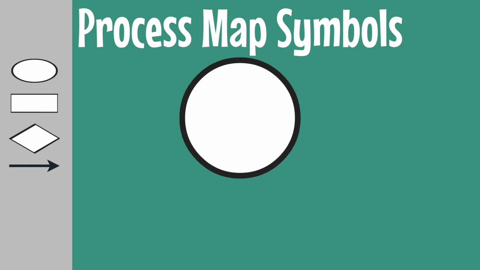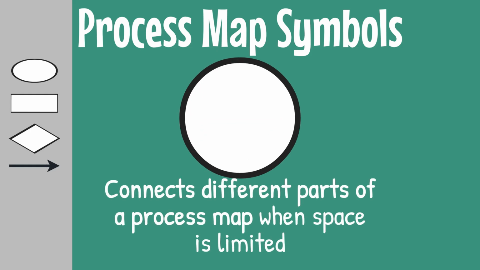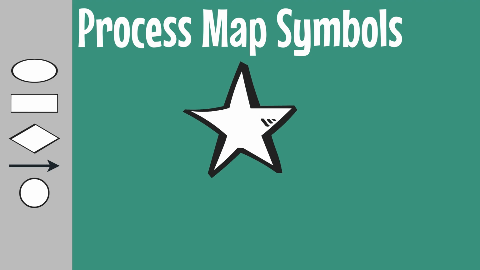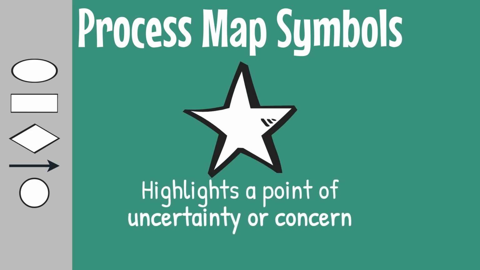Circle. A circle is often used to connect different parts of a process map when space is limited. It acts like a connector to help keep the map readable if steps are repeated or referenced elsewhere. Star. A star can be used to highlight a point of uncertainty or concern in the process, something that might require further exploration or attention.